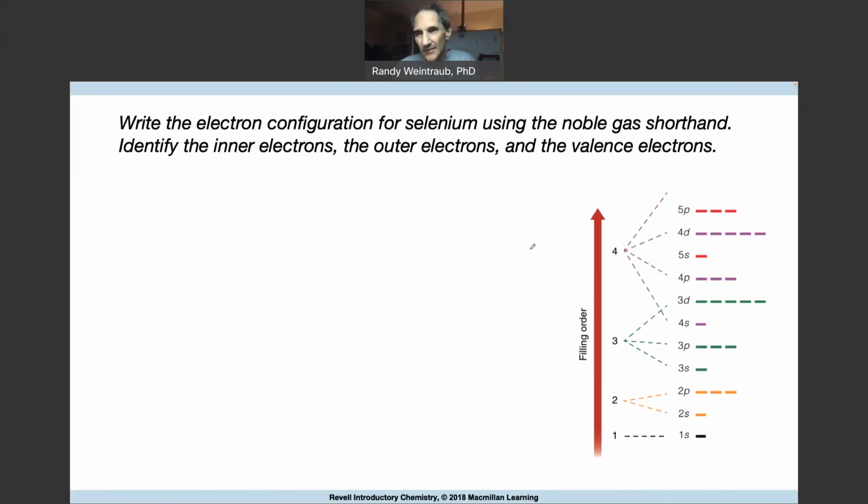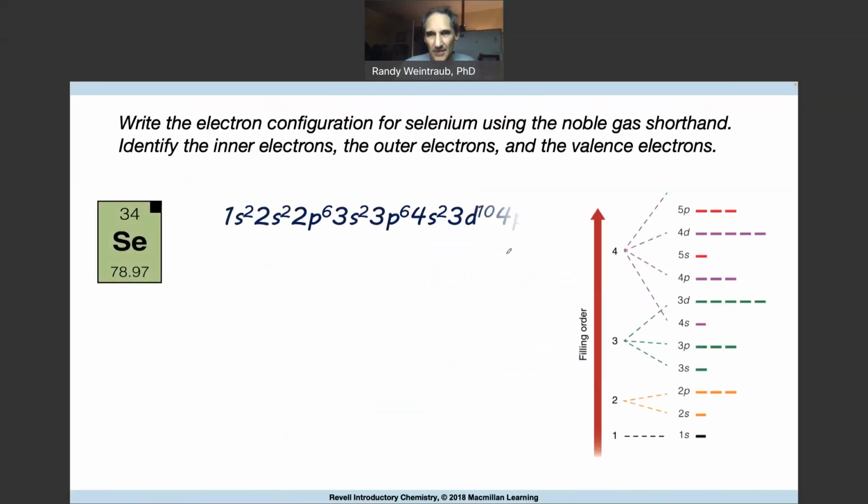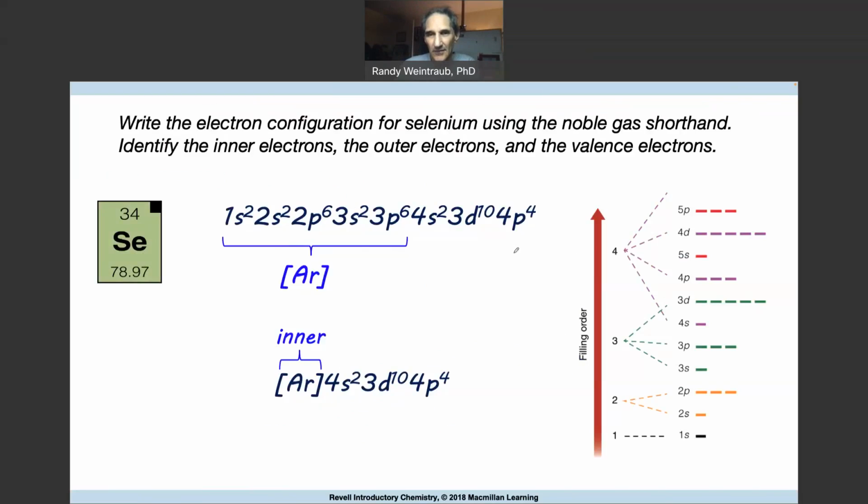Let's look at another example and write the electron configuration for selenium using noble gas shorthand. Identify the inner electrons and the outer electrons, the valence electrons. From the periodic table, we see selenium has 34 electrons. So let's begin with writing the full electron configuration shown there. The first 18 correspond to argon.